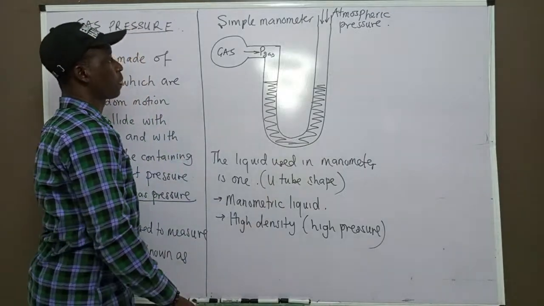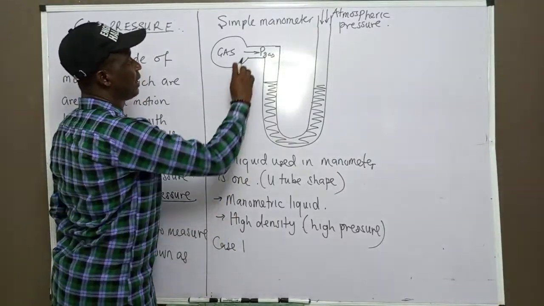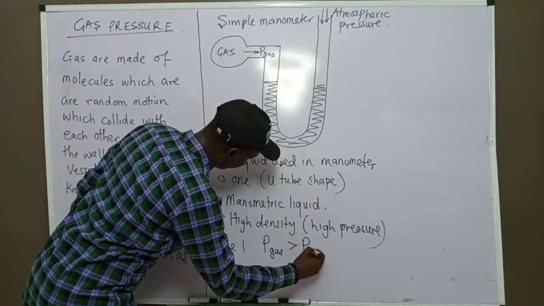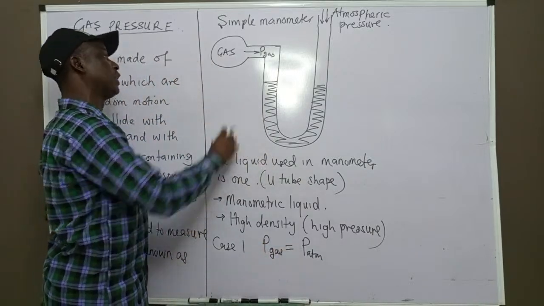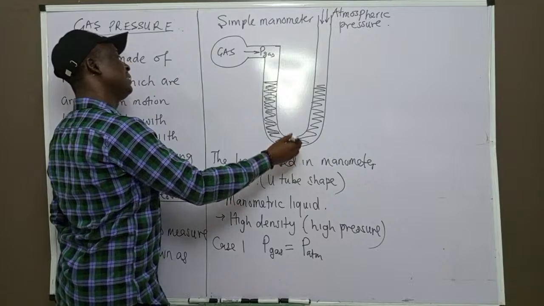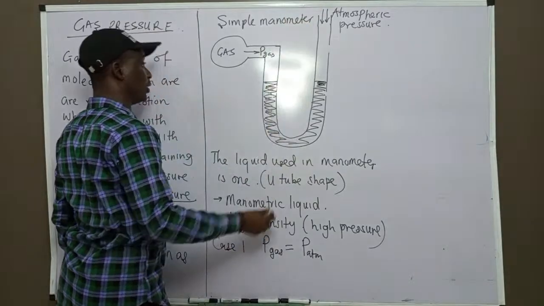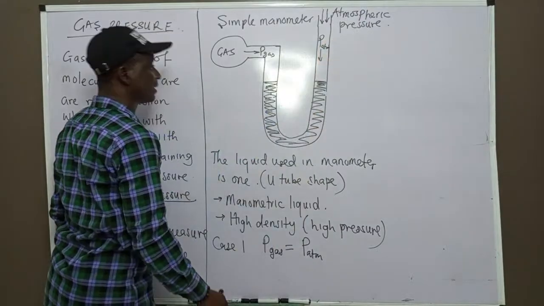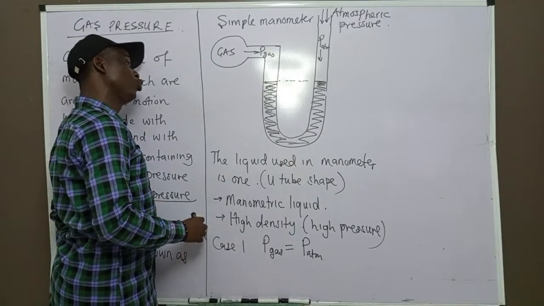Now, something happens here. Let's take case 1. Case 1 is a case where the gas pressure is greater than the atmospheric pressure. Or let's take a case where the two are equal. If the pressure exerted by the gas on the liquid inside the U-tube is the same as the pressure supplied by the atmosphere, then the level of the water or the liquid in the tube will be the same.